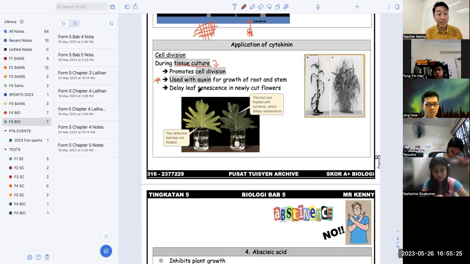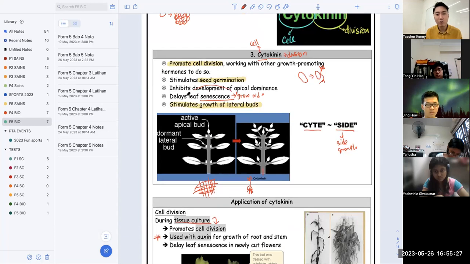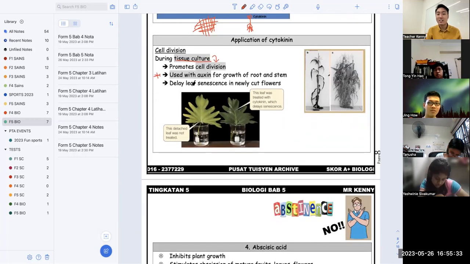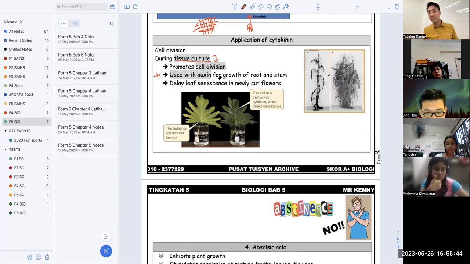Next, again, delay leaf senescence. You see over here, they tell the leaf, don't grow old, don't turn yellow. Now, have you ever gone to a florist shop? I'm sure you all bought flowers before, right? Some shops nowadays sell the leaf only because it's so beautiful and nice. They cut the leaf and display it on the shelf and it looks so beautiful, and you think, wow, I can imagine this on my living room shelf.